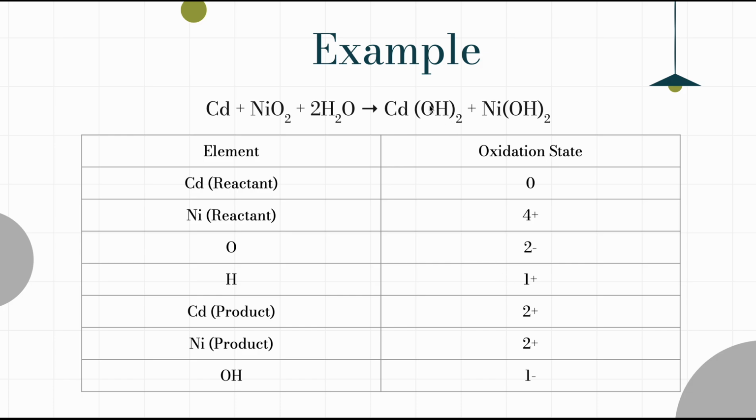In the products, we know hydroxide, OH, has an overall charge of 1-. So here we have 2 hydroxides in each of these products, so there will be an overall charge of 2-. However, the hydroxides will have an oxidation state of 1-. This overall charge of 2- impacts the oxidation state of Cd and Ni, both of which are going to be 2+ to balance out the 2- charge of their respective hydroxides. So in the end, we have oxidation states of 0, 4+, 2-, 1+, 2+, 2+, and 1- for each of these hydroxides.